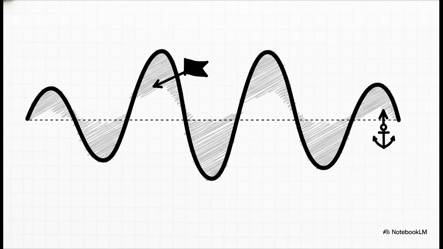And the anatomy of these waves is super simple. The highest point the wave reaches, that's called the peak, or sometimes the crest. The lowest point it dips down to, we call that the trough. The whole wave is just this repeating pattern of peaks and troughs.